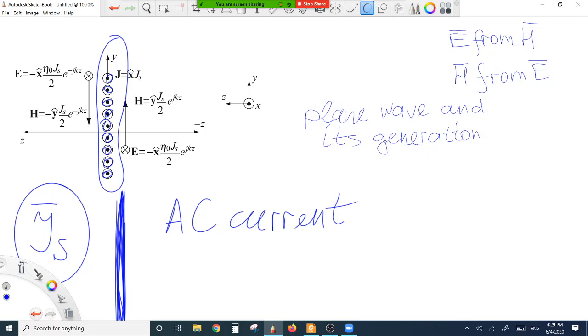Well, if we let an AC current go through this stack of infinite wires, an electromagnetic wave is generated and propagates away from our sheet.